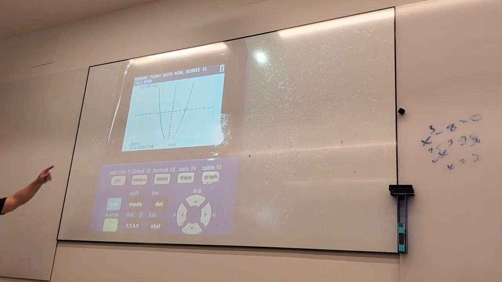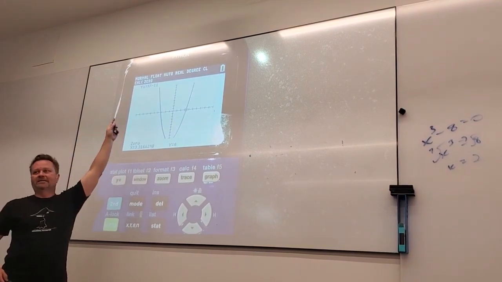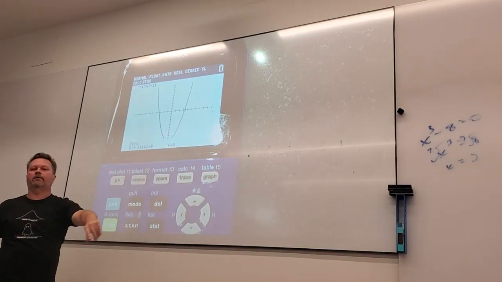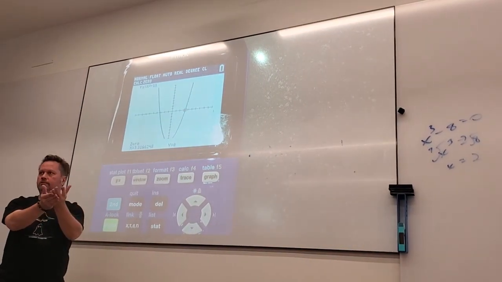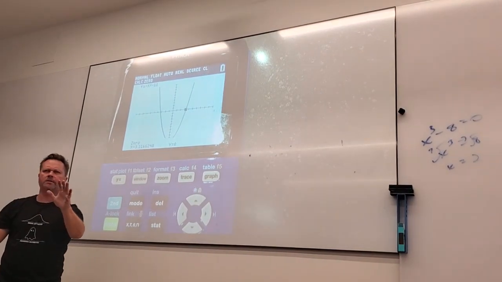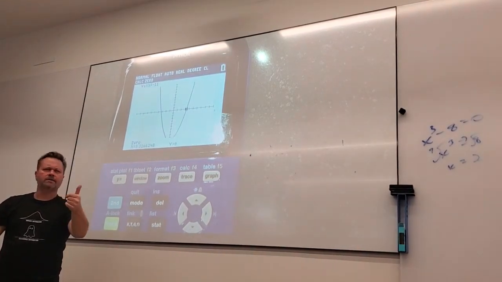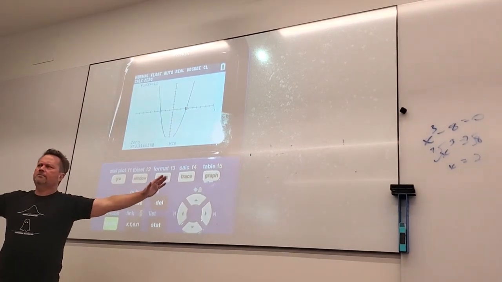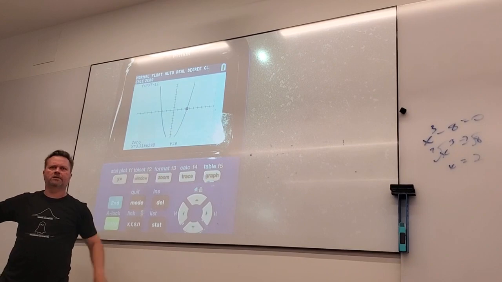Does anyone have a guess for the negative x-intercept? Negative 3. Right, because it's symmetric. In this case, around the y-axis, because it wasn't moved left to right. Are you guys kind of with me? Does that make sense? Yeah. That's how I find the x-intercept for any function anywhere. I can use it in my calculator.